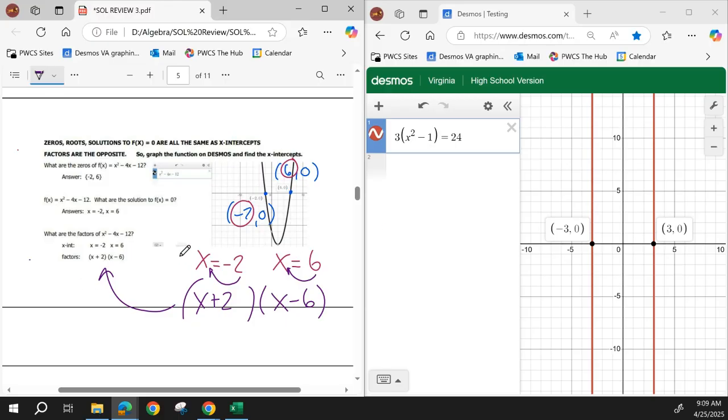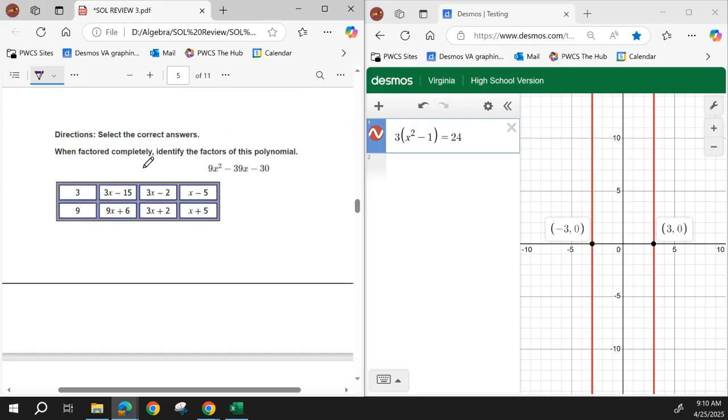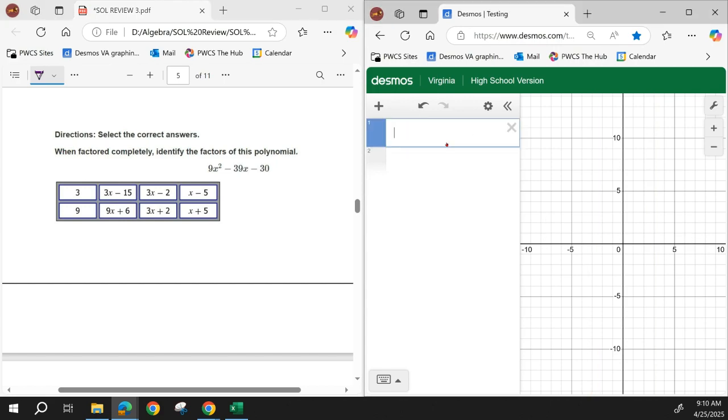It's a good idea when you're factoring something, if you're looking for factors, to graph the original quadratic and then graph the factors to make sure they lay right on top of each other, and then you know you have the right answer. More on that in the next example. So we want to factor this one. So I'm going to put it into Desmos. You should as well. You should practice this with me so you can see it right in front of you.